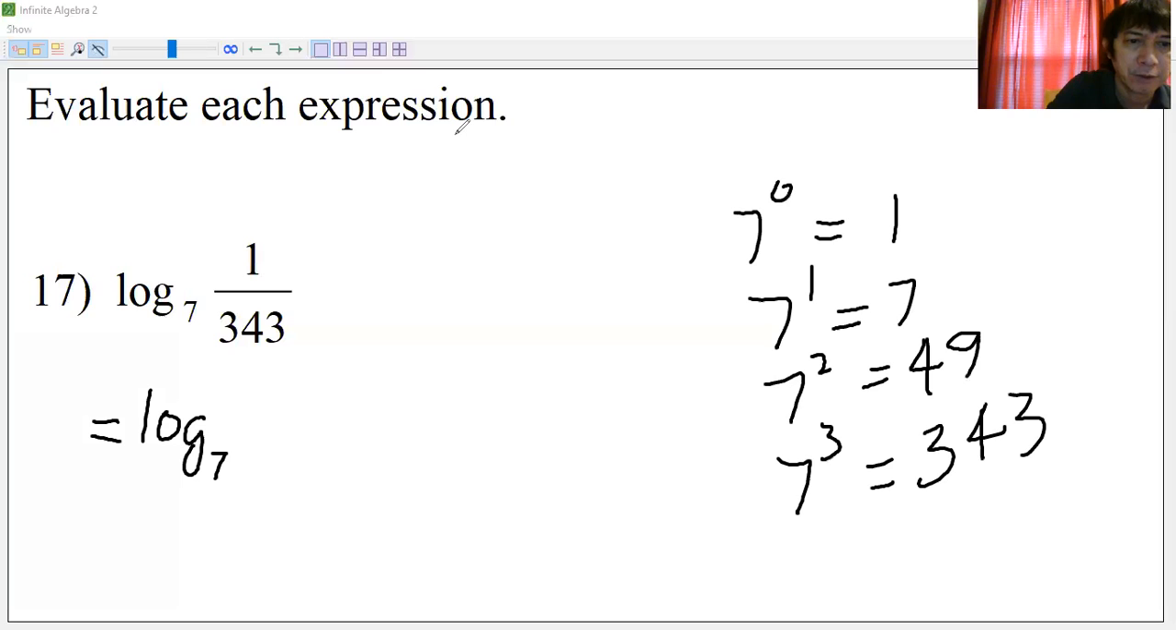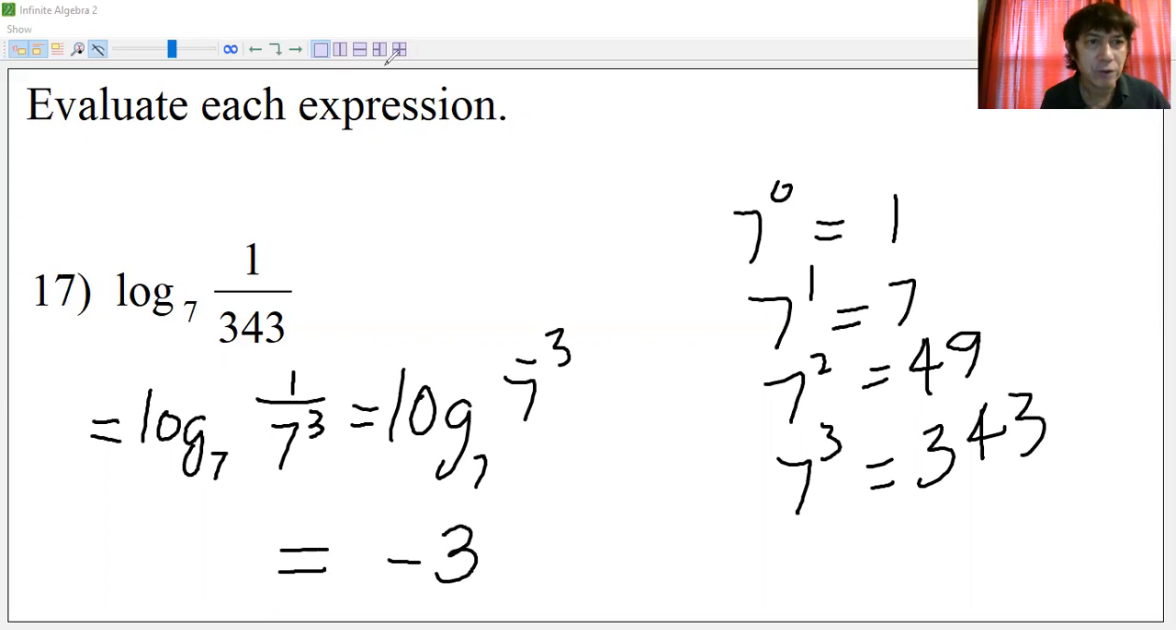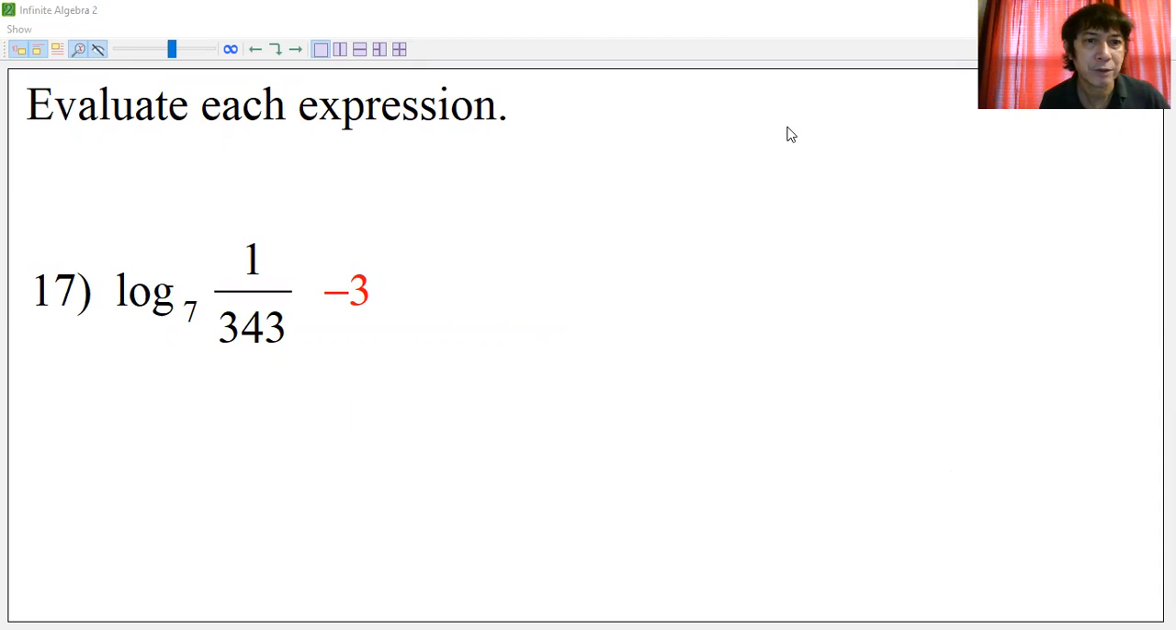Logarithm to the base 7. You can write this like 1 over 7 to the 3rd, like that. And then put the 7 to the 3rd at the numerator. This will now be log base 7 of 7 to the negative 3. And so the final answer here is negative 3. And so we shall verify this. There, it's negative 3. So we are correct, and we shall be able to continue with number 18.